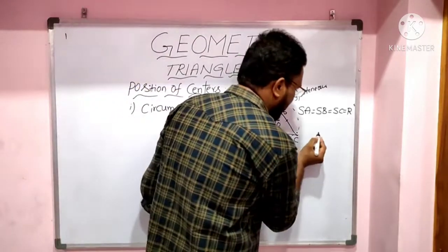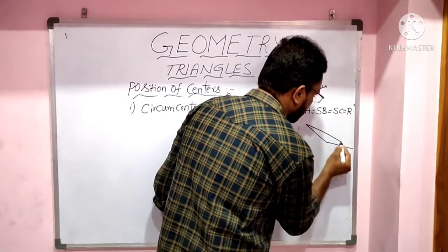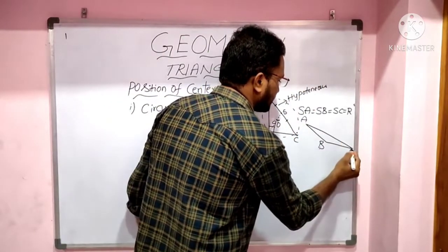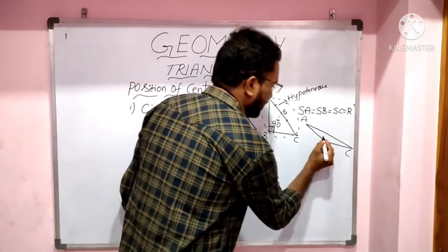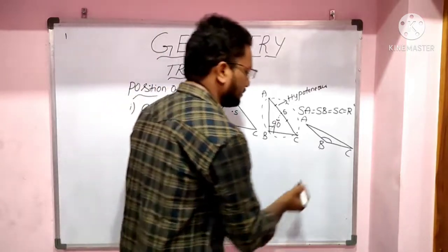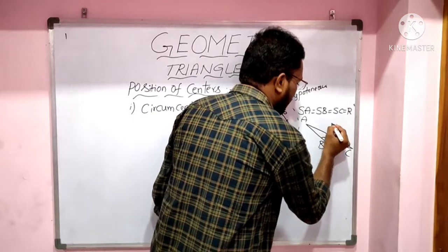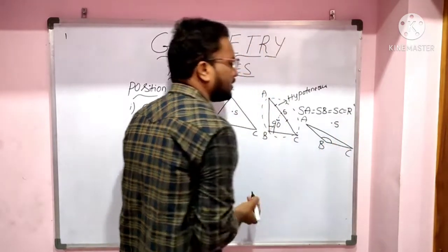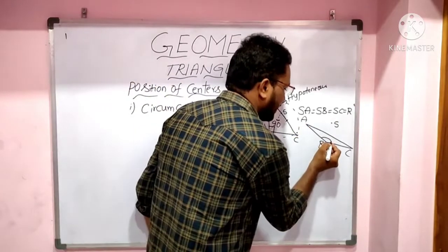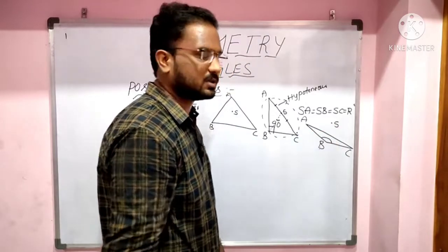Next, in an obtuse angle triangle, let us say ABC. Here angle B is the obtuse angle. So in an obtuse angle triangle, the circumcenter always lies outside the triangle, opposite to the obtuse angle.